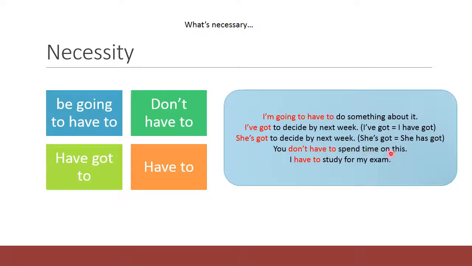You don't have to spend time on this. In this case, we're not talking about necessity. It means that it's not necessary. If you want to spend time on this, you can do it. But if you don't, it is not necessary. And when I have to study for my exam, here we're talking about a necessity. So what can be the difference among all of these? I've got or she's got is softer than I have to. So that's the difference.